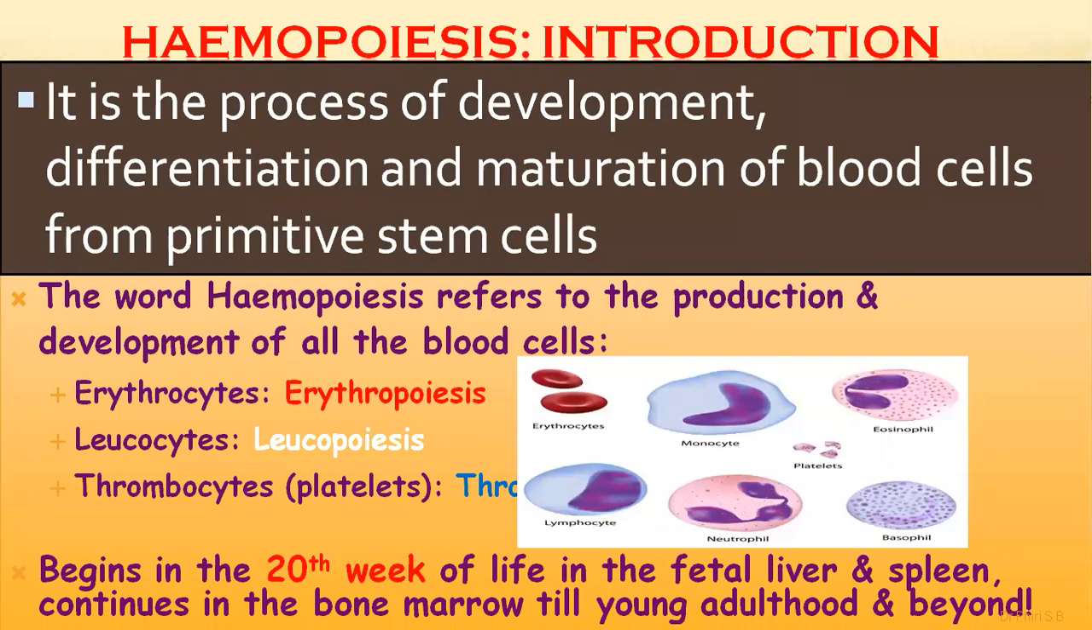So how do you define hemopoiesis? Hemopoiesis is the process of development, differentiation, and maturation of blood cells from a primitive stem cell. You have a primitive stem cell that will differentiate into different types of blood cells. There are factors that stimulate the hematopoietic stem cell to start differentiating into other lineages of cells that you appreciate later as blood cells, be it red blood cells, white blood cells, leukocytes, or platelets. They are all coming from the same cell.